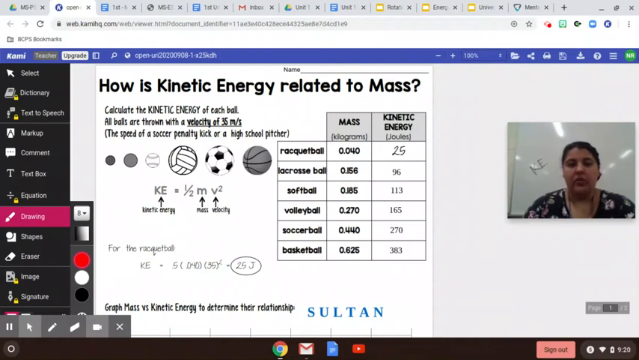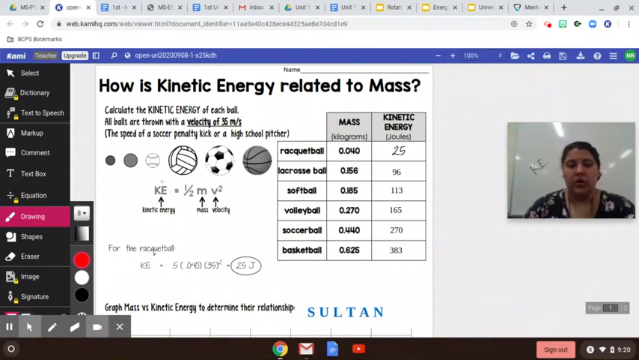You will see a lot of the time that kinetic energy will be abbreviated as KE, okay? Just because kinetic energy sometimes takes a lot longer to write out. So on this sheet, I'm going to show you how we are going to graph kinetic energy and mass, and then you are going to try it yourself on a different worksheet.